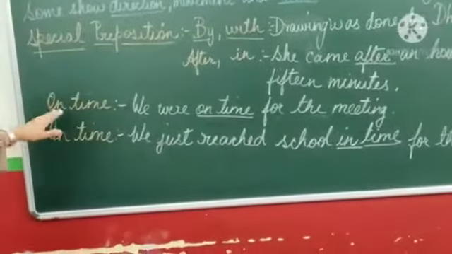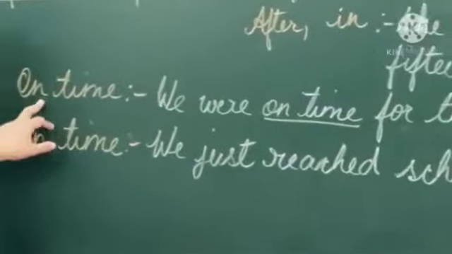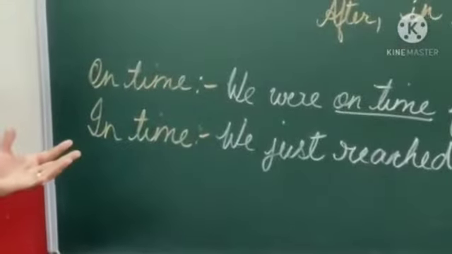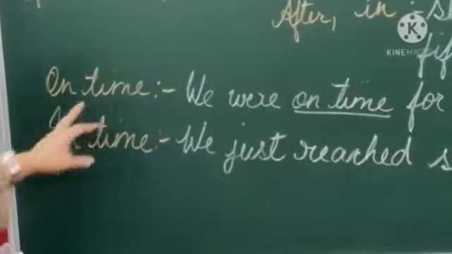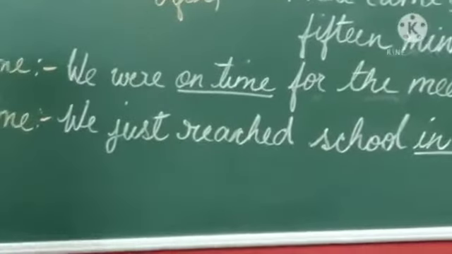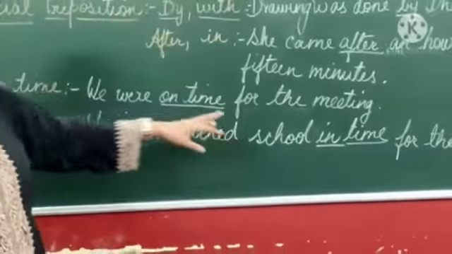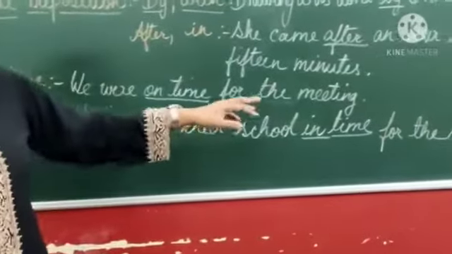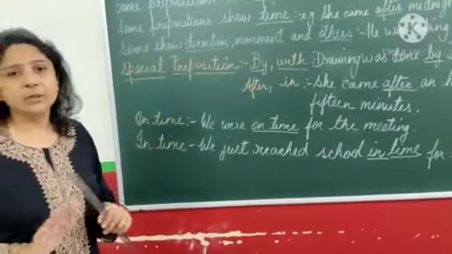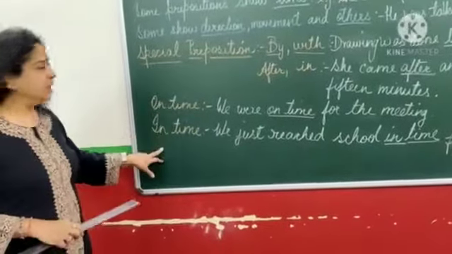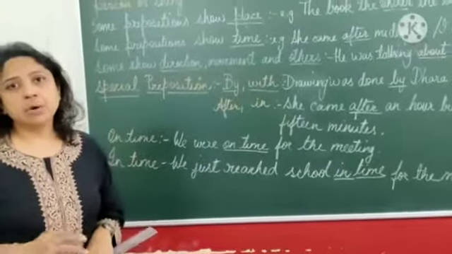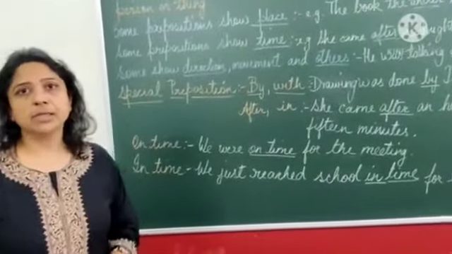On time. See now, again very important. There is a difference between on time and in time. Both, if you just look at it, they mean the same. But there is a minor difference between on time and in time. We were on time, means just on time, right at the correct time. That is the meaning of on time for the meeting. We reached school in time for the meeting. Means we were at a safe time. We were not late. So very tiny difference between the two words, but they have to be used differently. This is what is very important in prepositions.